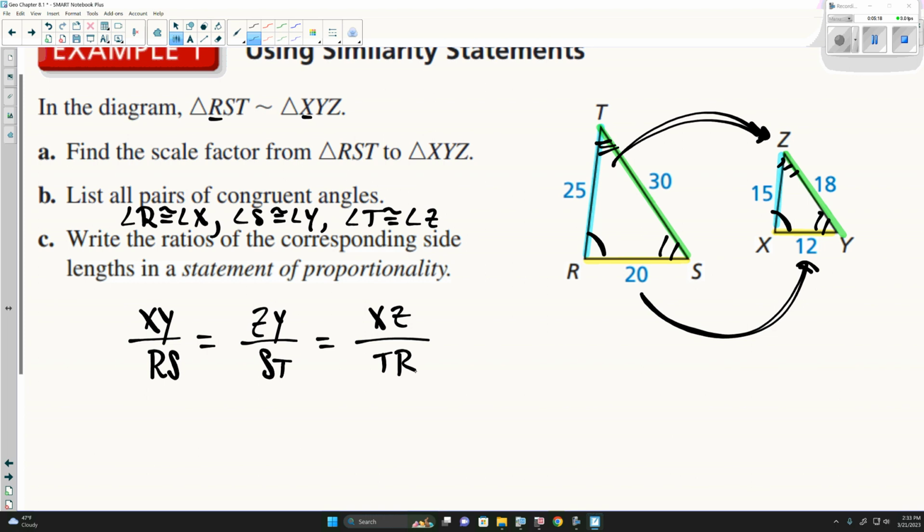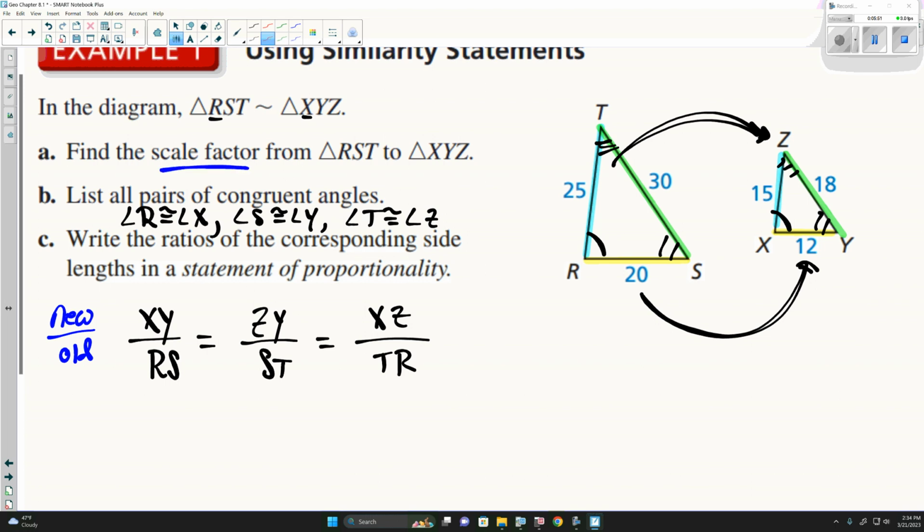And when we think of scale factor in this here, one way we can think of it is as new over old. New over old. Because where are we going from and where are we going to? We're coming from RST, so RST would be the old. The new, what we're going to, is X, Y, Z. Any questions on this so far? And we finished this problem here.